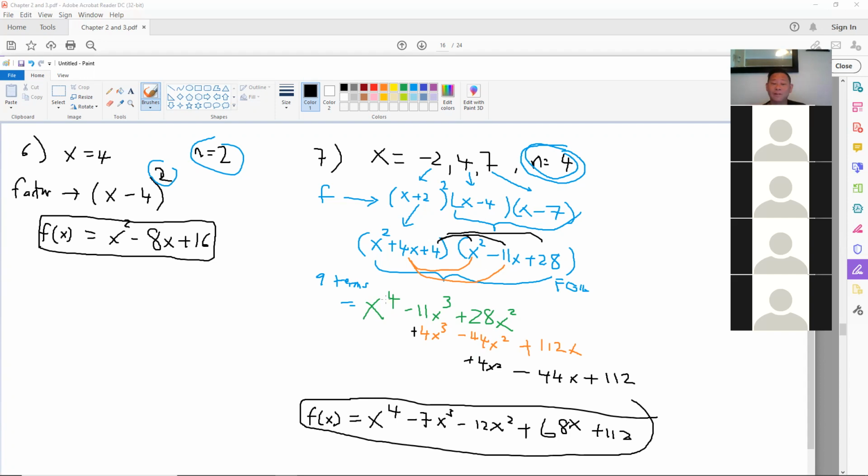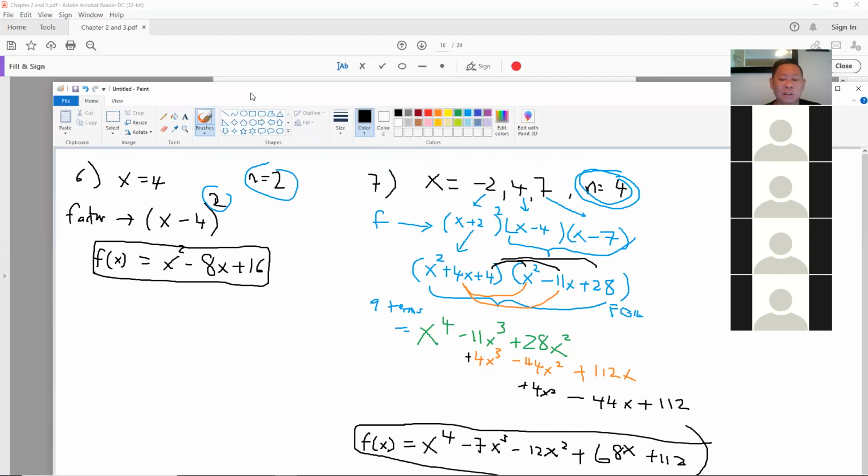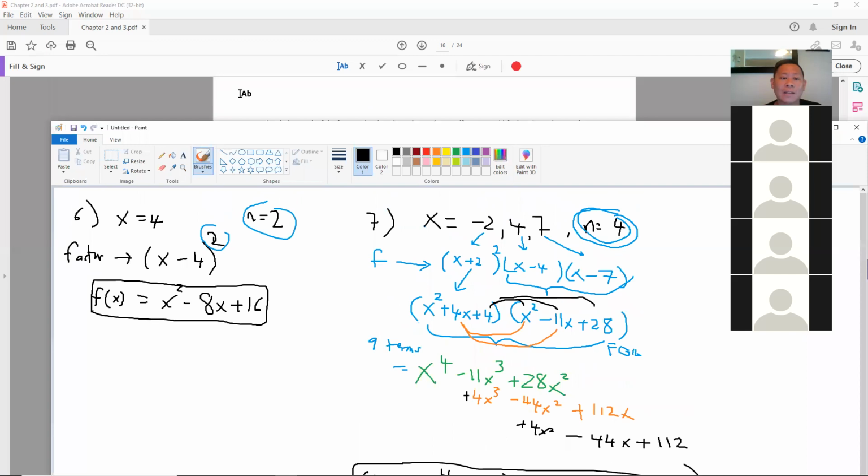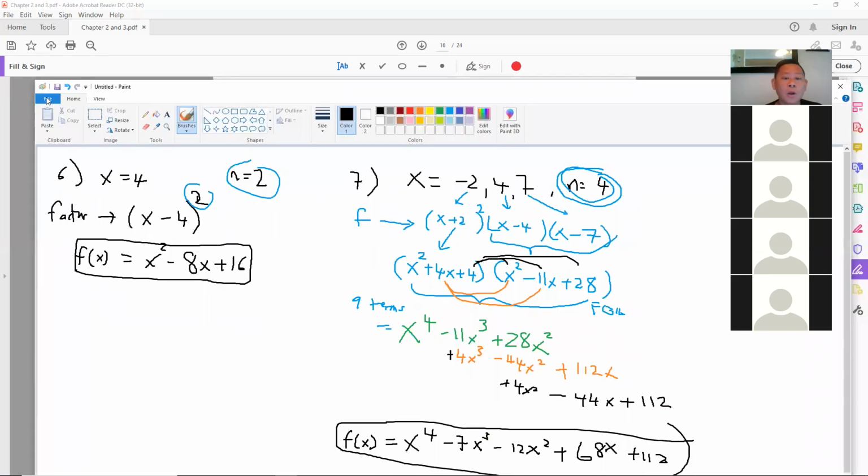It's a bit more work because it's a lot of foiling and everything. But make sure you guys know how to do this. It's not that difficult. It's just a lot of tedious work, you know. Foiling is a big thing in this case. Okay. Questions with this one?